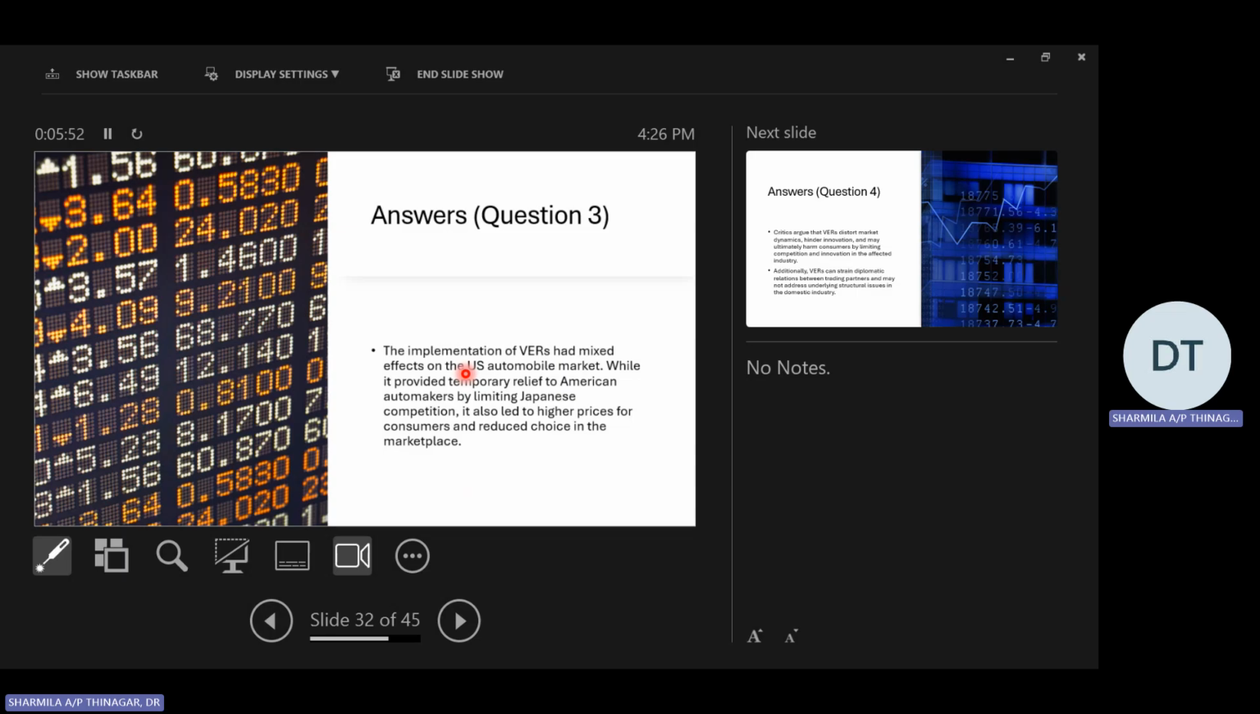Okay, the third question: how did the implication affect the market overall? Obviously, while it gives temporary relief to the Americans by limiting Japanese competition, they put a VER on the Japanese cars, with the intention to increase their local production. So it leads to higher prices for consumers and reduced choices in the market.